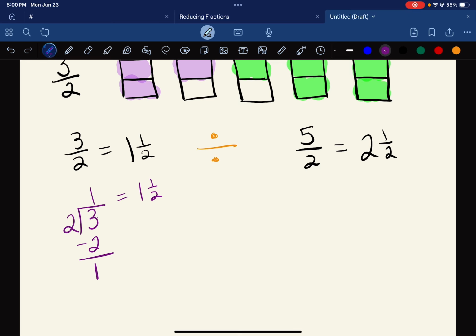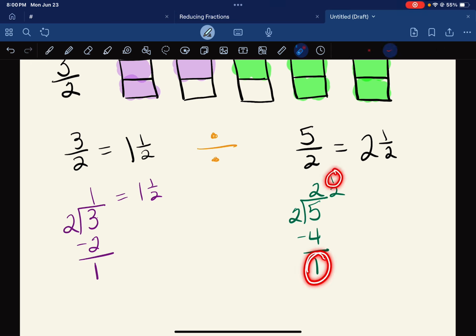We do the same thing for 5 halves. 5 is being divided by 2. How many times will 2 go into 5? Twice. We multiply. 2 times 2 is 4. We subtract, and we have 1 left over. So that is 2 and 1/2 as our answer. Our remainder always goes in the numerator, and our divisor is always our denominator. So those both ended up being 1/2.